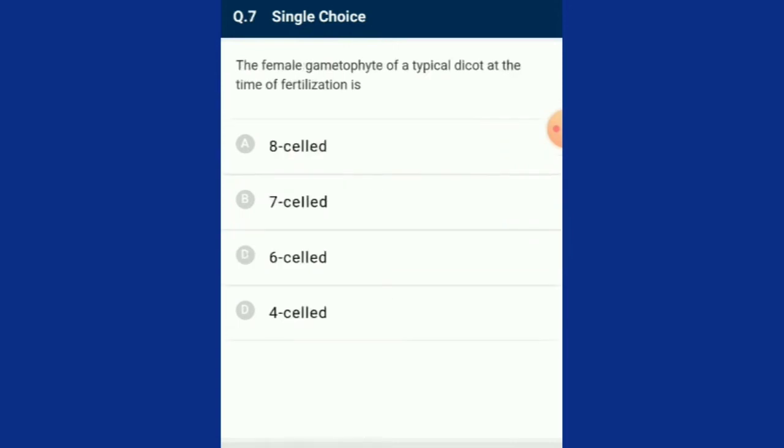Question number 7. The female gametophyte of a typical dicot at the time of fertilization is the embryo sac. The most common type of dicot embryo sac consists of a 7-celled and 8-nucleate structure. It consists of 1 egg cell, 2 synergids, 3 antipodals, and a large central cell with 2 polar nuclei. So the answer is option B, 7-celled.